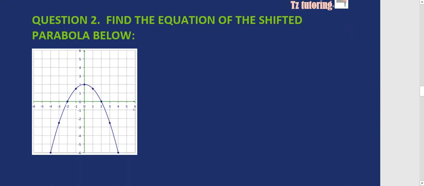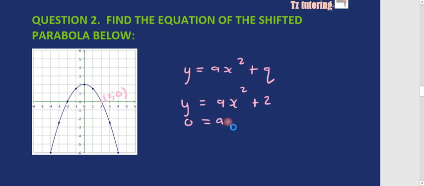How do we then find the equation of the shifted parabola below? Of course, we know that the general formula for our parabola is ax squared plus q, where q represents the shift, and we could see that this graph is shifted up by 2 units. So that is our q, the 2, the upward shift. So q is 2. All right, and now we have to determine a. And to determine a, we could use any coordinate point on the graph. We can use this one, x is 2 and y is 0. So if we use that point, we can find a.